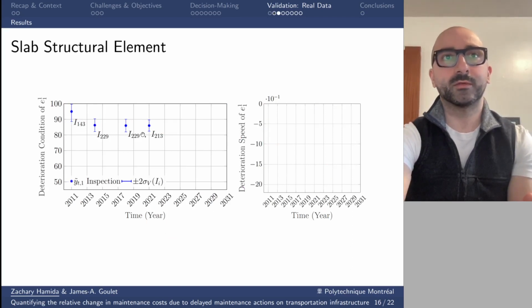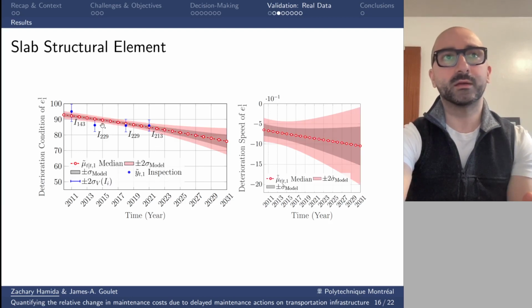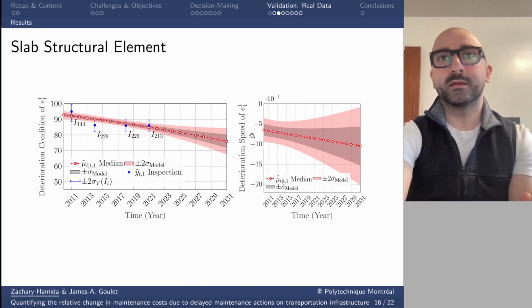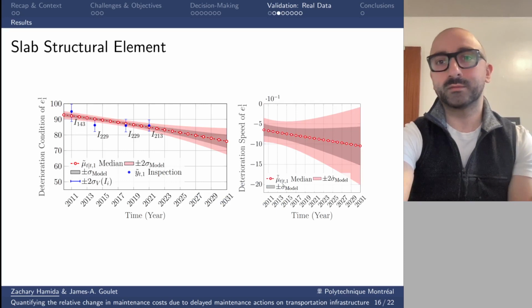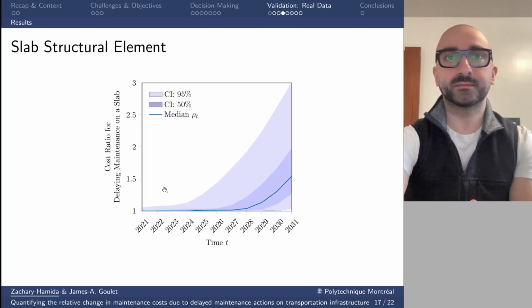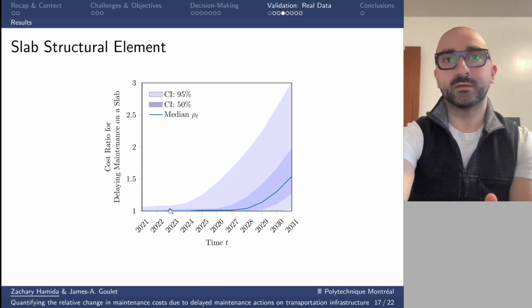The visual inspection data is represented by the blue points, with the uncertainty associated with each inspector's eye. This is the condition with the confidence interval over time, and again the expected condition is the median, the red dashed line, and the same for the speed. Now if we use this information as a state and pass it into our function for the incurred costs, we get this figure.